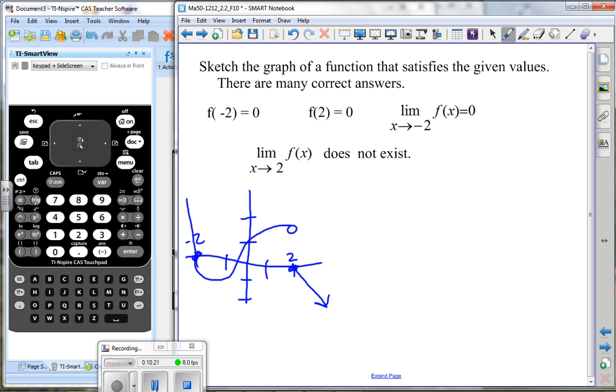Now there's another way you could draw this. Anyone have a different way you volunteer to share with us? You can see this is not hard, is it?